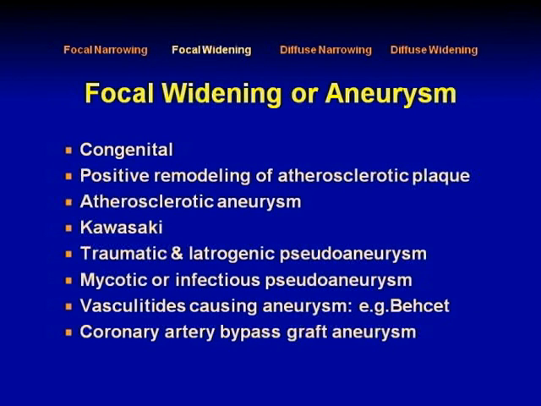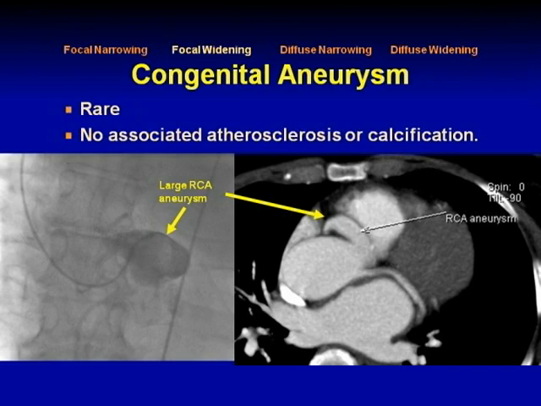Now moving on to the causes of focal widening or aneurysms. So there's a list of various causes, and I'm going to try to go through them one by one. Congenital aneurysms are very rare. They're described in the literature, but it's hard to prove if something's congenital or not. One thing that could help you is to see if there's atherosclerosis or calcification. If there isn't any, that's one thing to think of, but it's usually a diagnosis of exclusion.